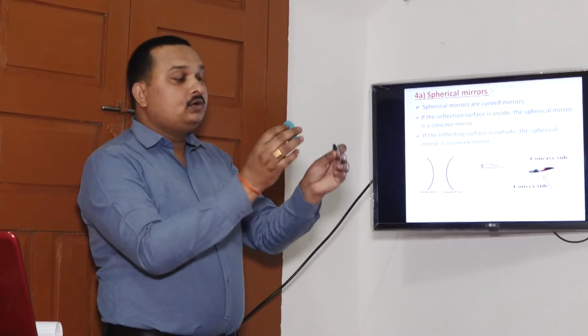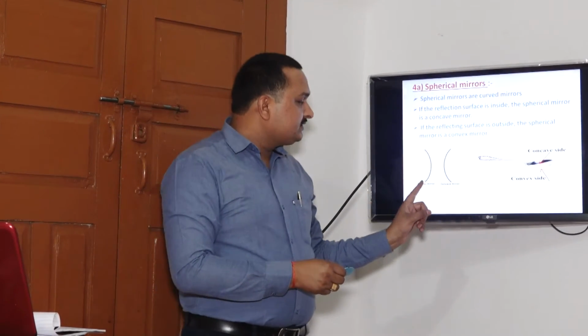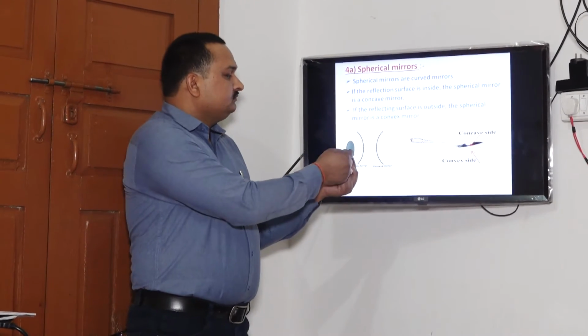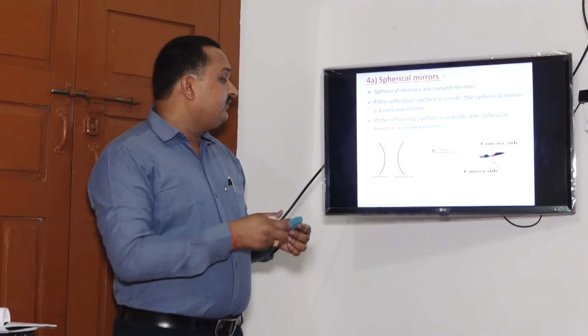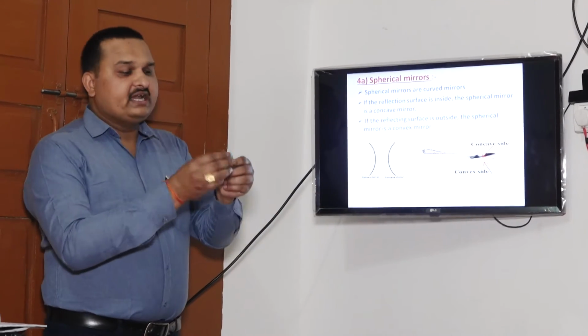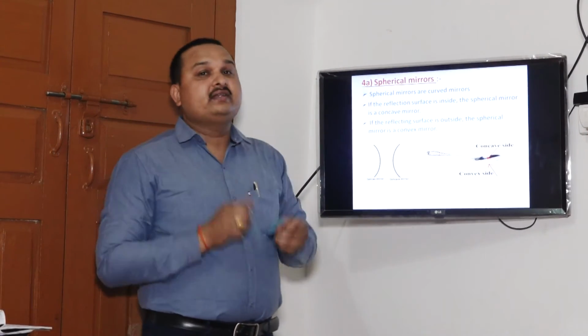It means there are two types: one is the convex mirror and the second is the concave mirror. Convex mirror and concave mirror are the two types of spherical mirror. You can see one side is polished and the second is the reflecting surface.